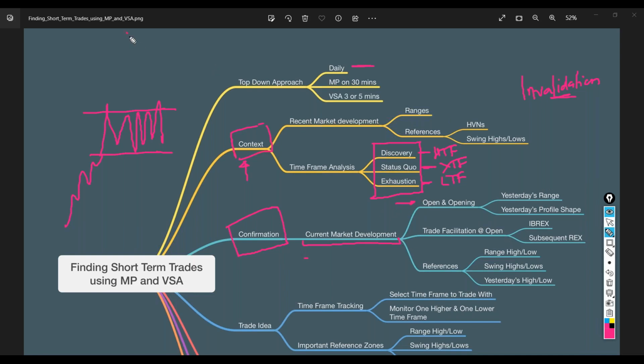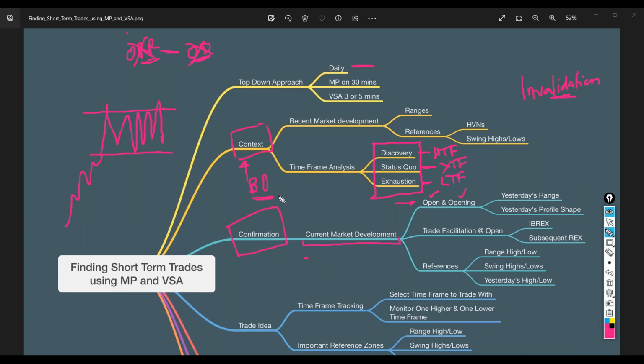Now, please don't ask me about ORR or open drive. Do you have a strategy based on that? What does open drive mean? What does open rejection reverse mean? I don't know. I don't care. I have stopped using that. These don't work, don't go for that. But what I will do is look at the open and the initial activity, that is the opening, in relation to what I was thinking about the markets.